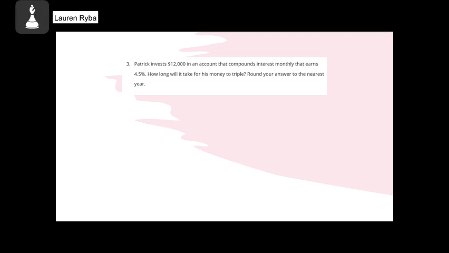Number 3, Patrick invests $12,000 in an account that compounds interest monthly that earns 4.5%. How long will it take for his money to triple? Now, the one we just did was it doubled, and we put the doubled amount and divided and ended up with the 2. So there is a shortcut here: we want to have triple the amount of money to what we started with.